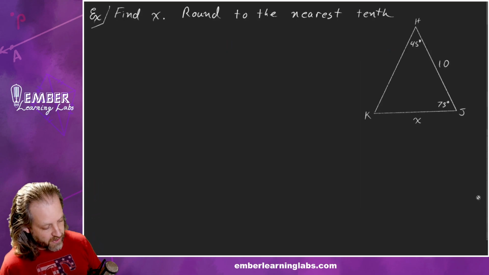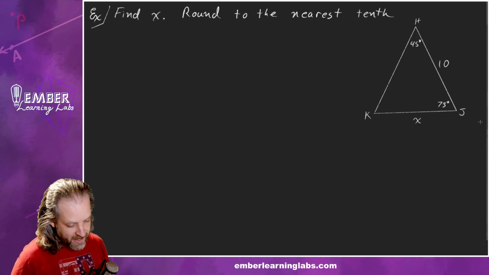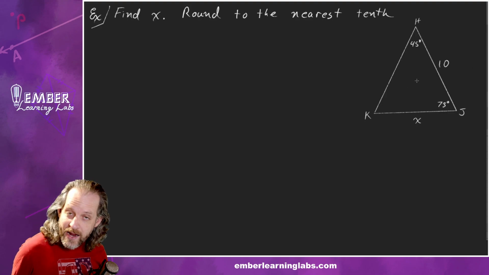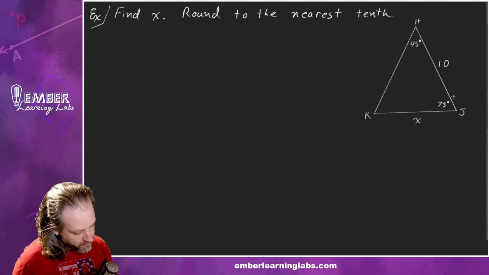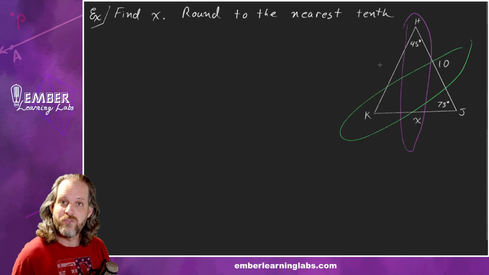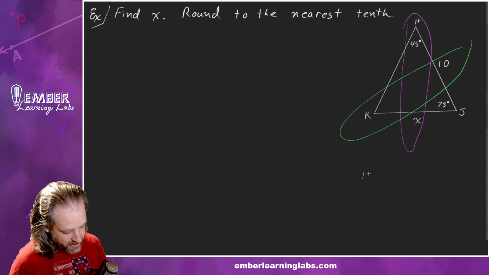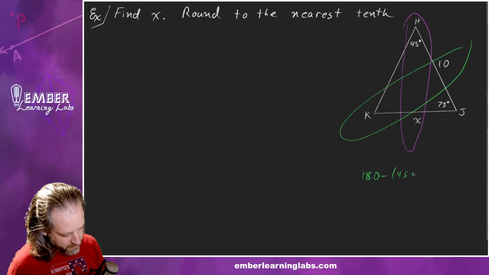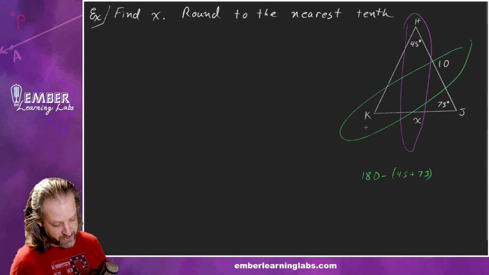Let's do another one. Again, we've got a triangle that we're trying to solve, and we don't have a 90-degree angle, so we're going to use the law of sines. Now you might be thinking, wait a minute. x and 45 degrees are paired, but 10 doesn't have a known pair. So we've got two unknowns. Well, this one we can find, and it's easy peasy. It's just 180 minus 45 plus 73, because that's how we find the missing angle in a triangle where we know the other two angles.